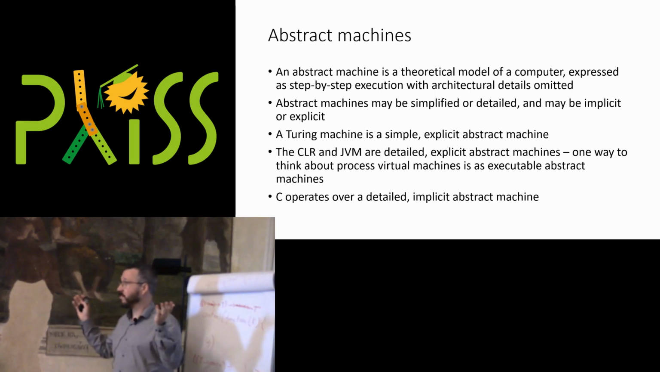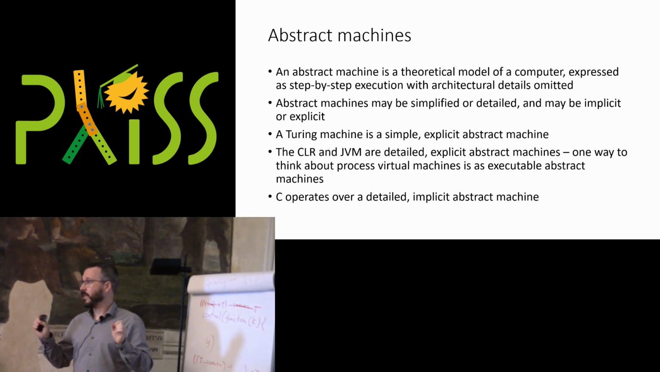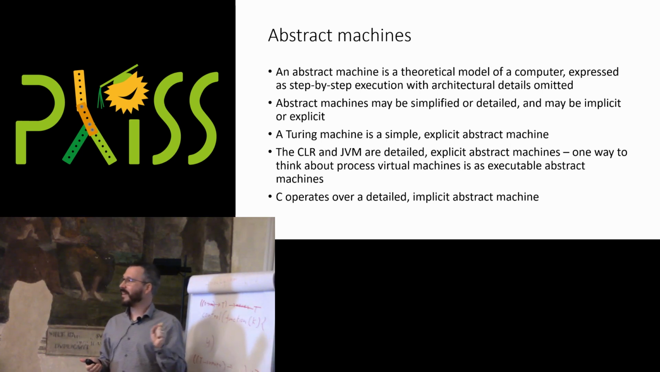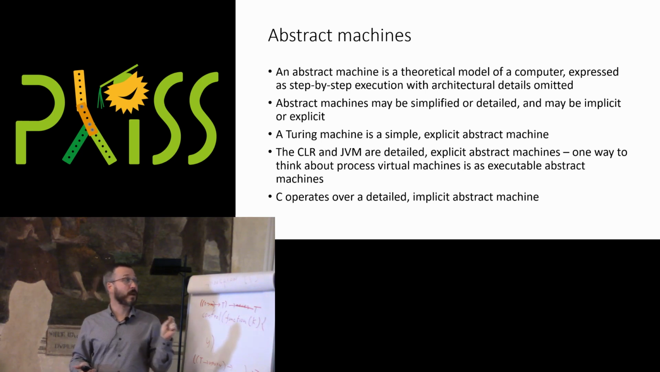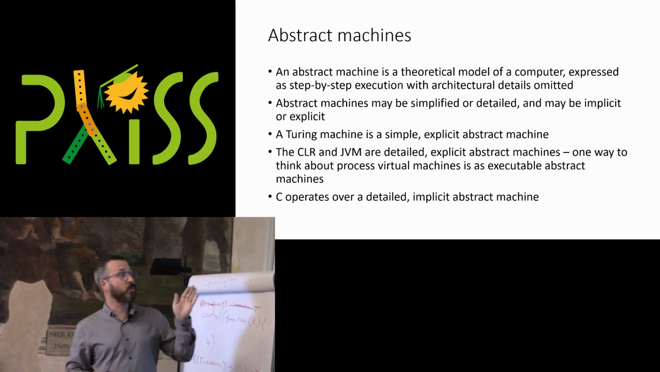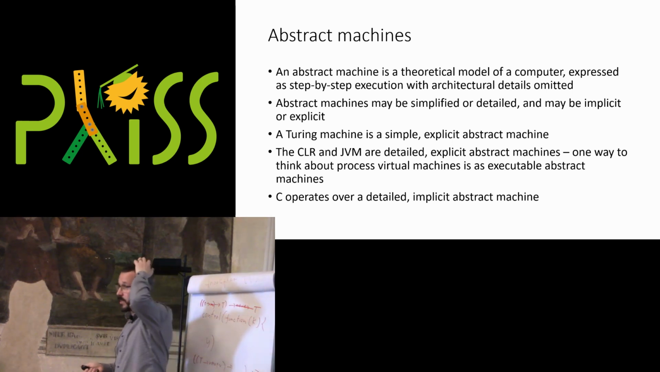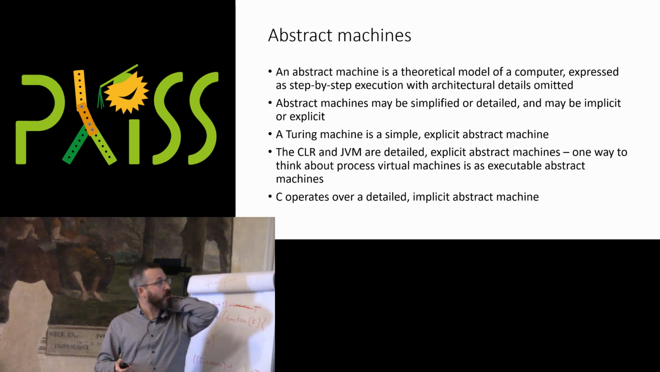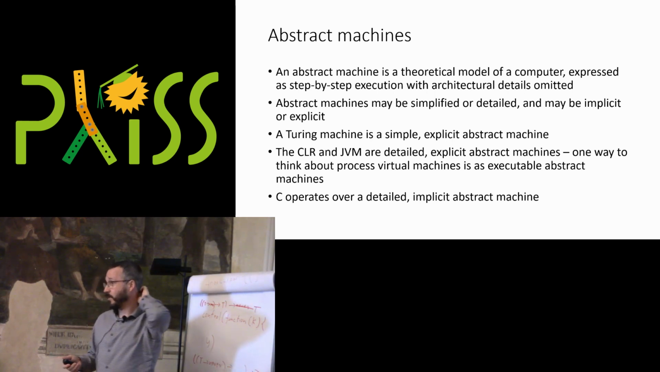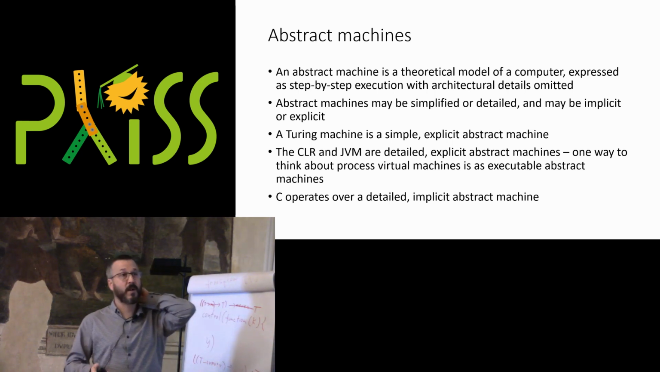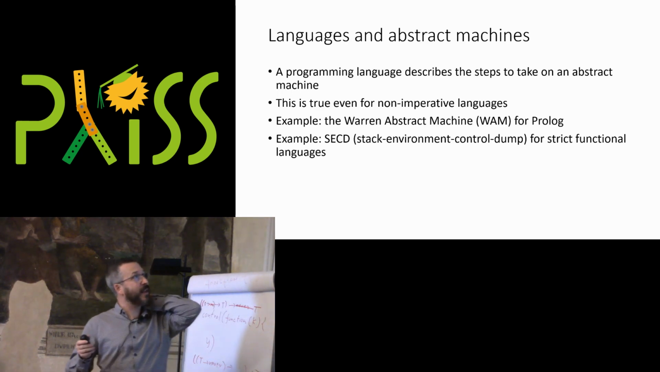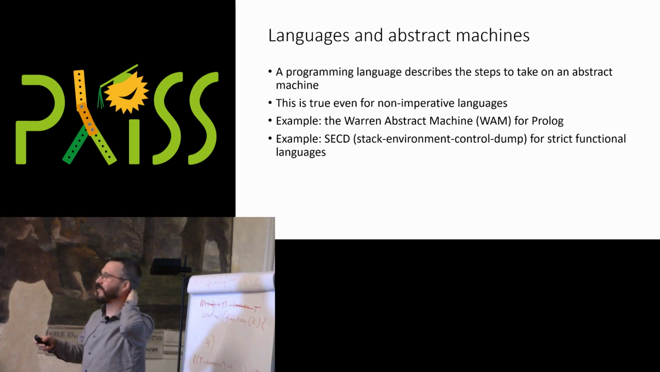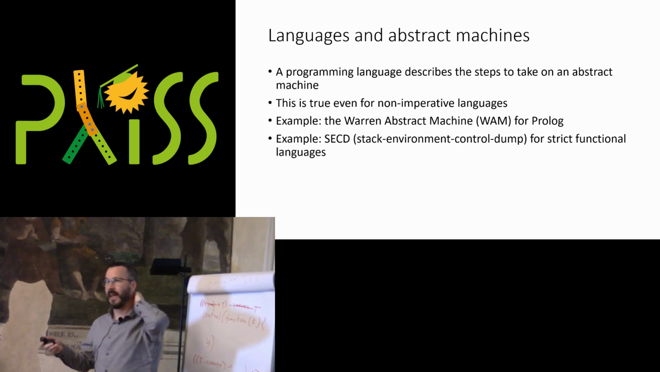Turing machines, simple, explicit abstract machine, fantastic, nice and easy to reason about. The CLR, the JVM, a little bit more detailed, but still explicit abstract machines. One of the ways I like to think about process virtual machines, actually, is that they are executable abstract machines. It's kind of fun. And then, of course, C operates over a detailed and implicit abstract machine that nobody can define. And roughly speaking, yes, David Chisnell is right. Roughly speaking, we still pretend it's a PDP-11, and it isn't.